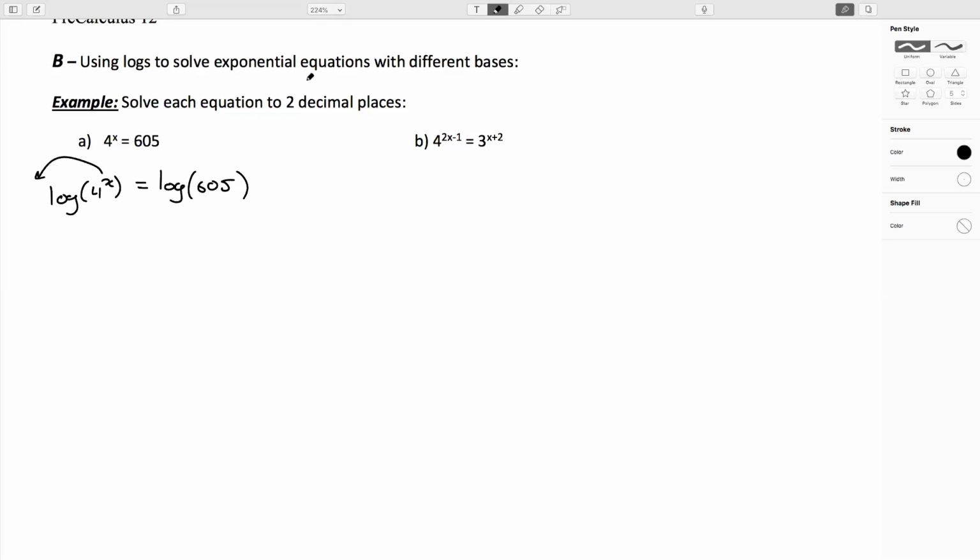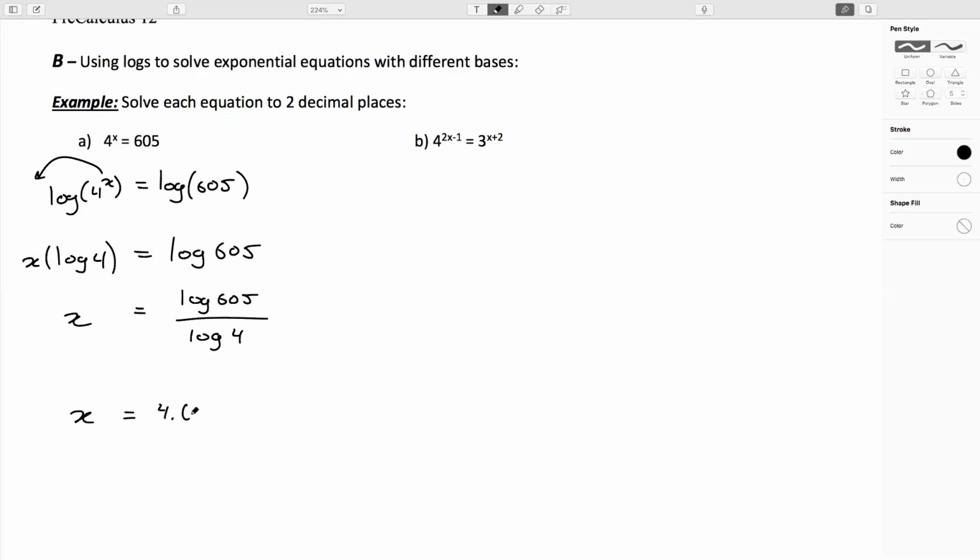Now I've got the power to move x out of my exponent. So x log 4 equals log 605. And this log 4 is just a number. It's just going to work out to a decimal. So I can move it around as if it were a constant. I'm just going to divide by it. So x equals log of 605 divided by log of 4. That's something you can do in your calculator. And now we know that x equals 4.62.